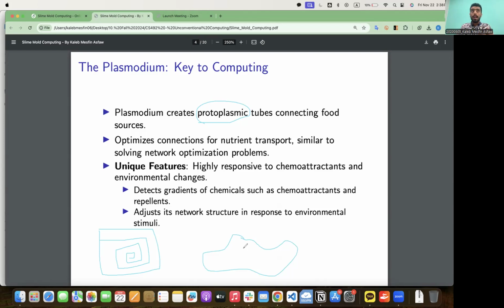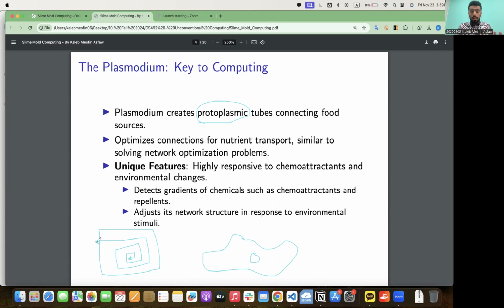This is a cell membrane here, and there's a nucleus, but upon dividing, as I explained, the nucleus of the plasmodium multiplies. Then this is the cytoplasm, just the fluid inside the cell. Cytoplasm together with the nucleus forms protoplasm. And it tries to direct its protoplasmic tubes by connecting food sources. I will get to that in detail when we investigate the techniques where slime mold solves a maze.